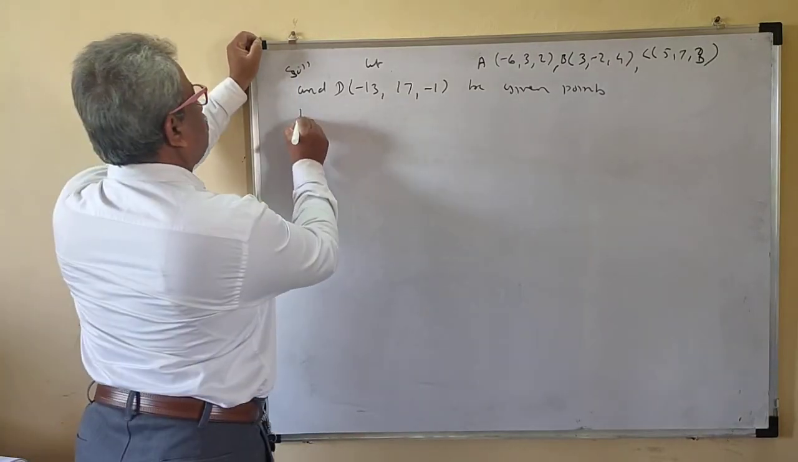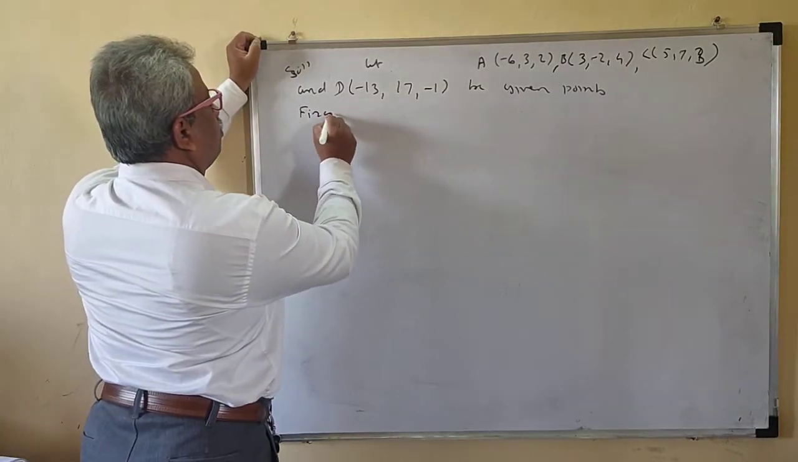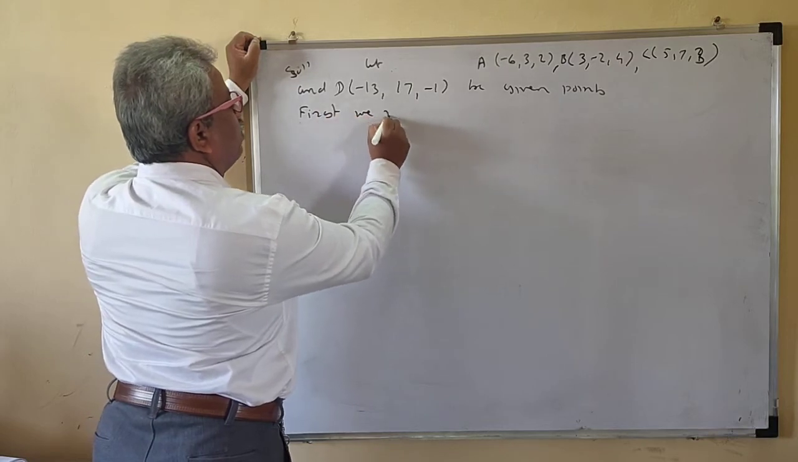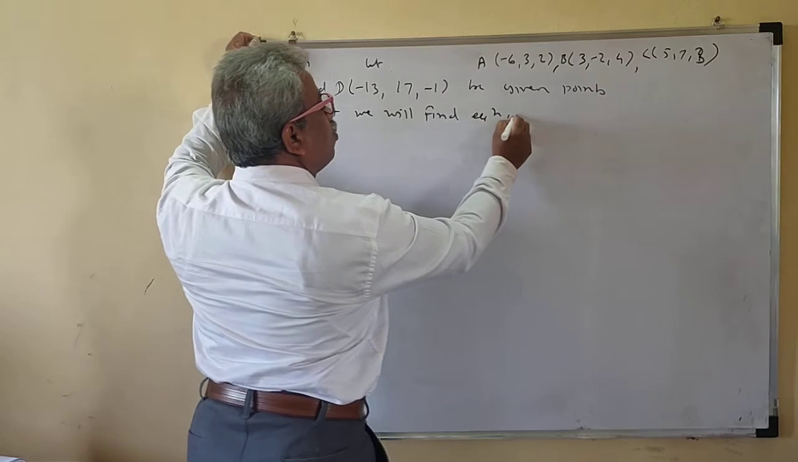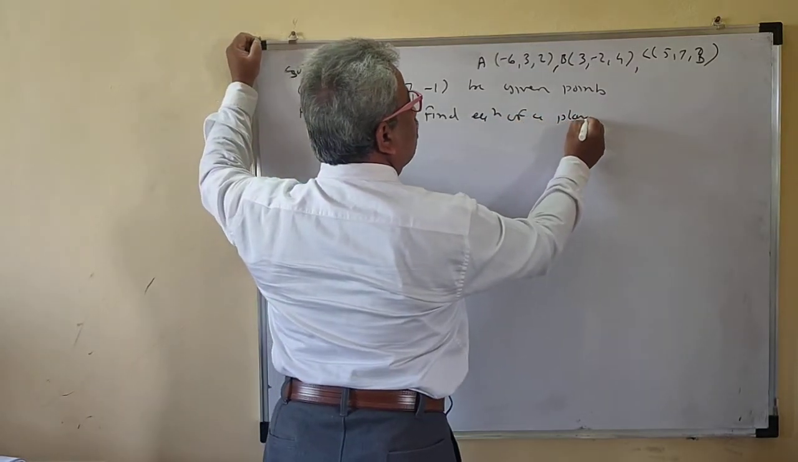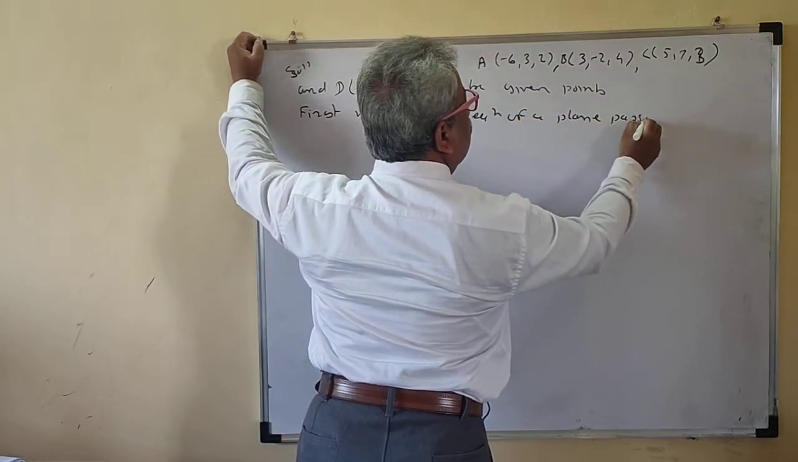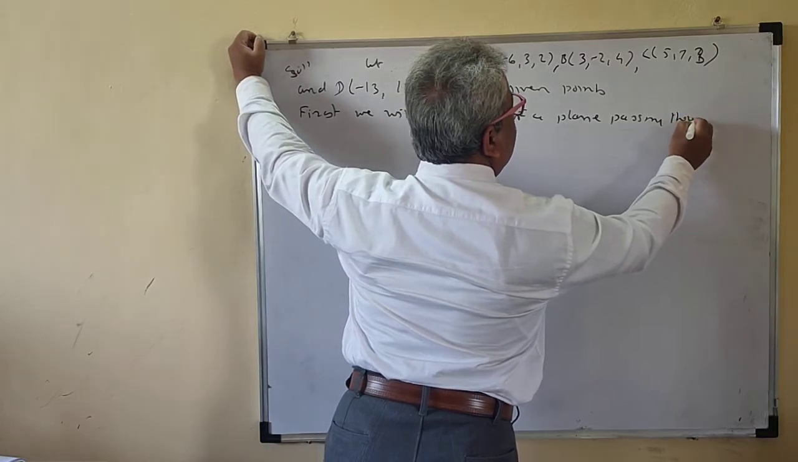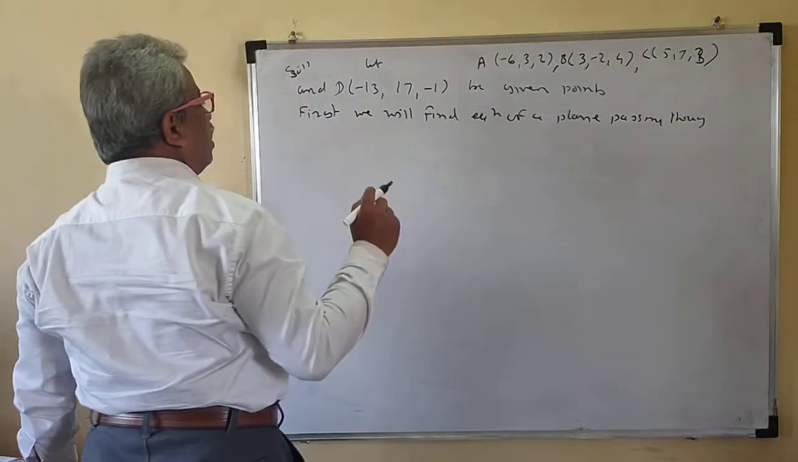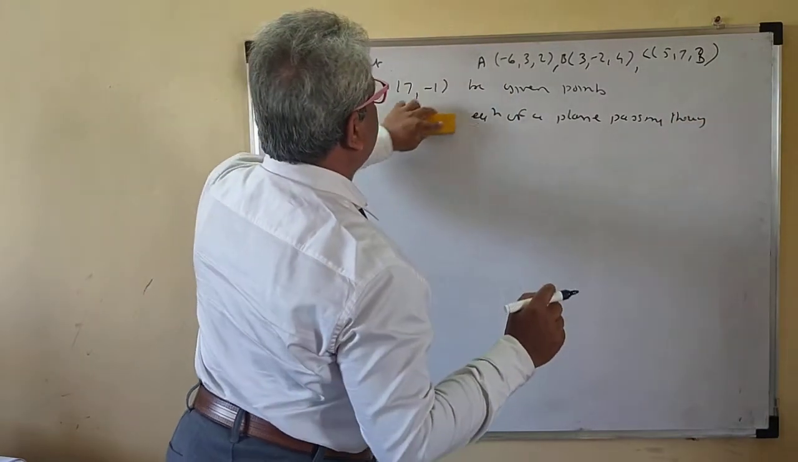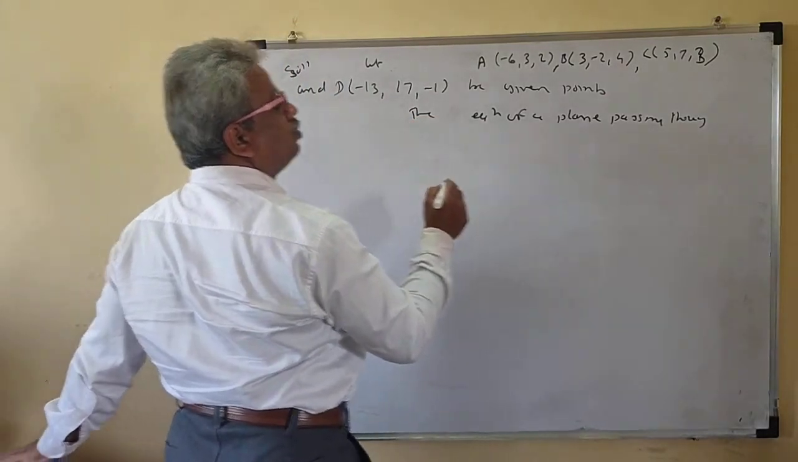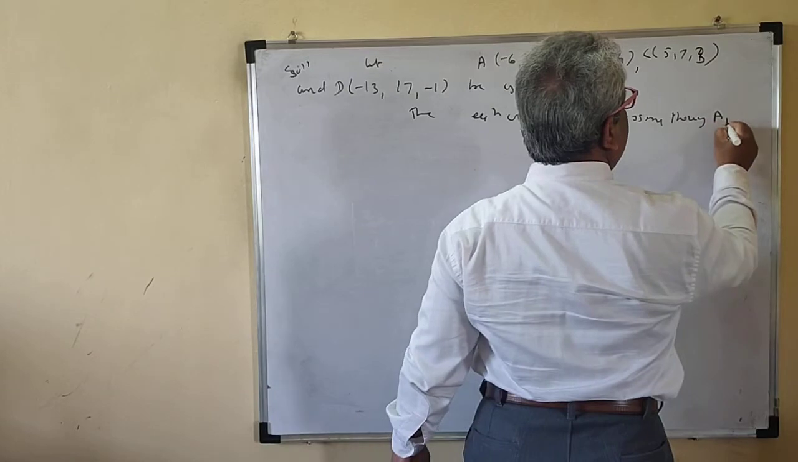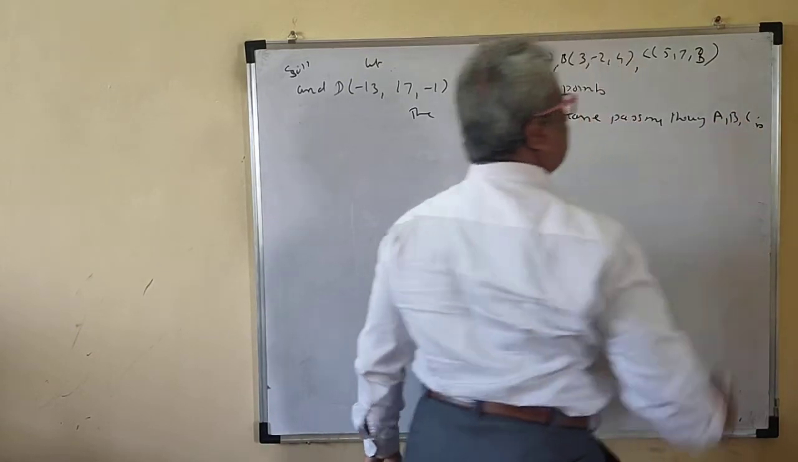Okay. So first we will find the equation of a plane passing through A, B, C. Directly we will write the equation of the plane passing through A, B, C.